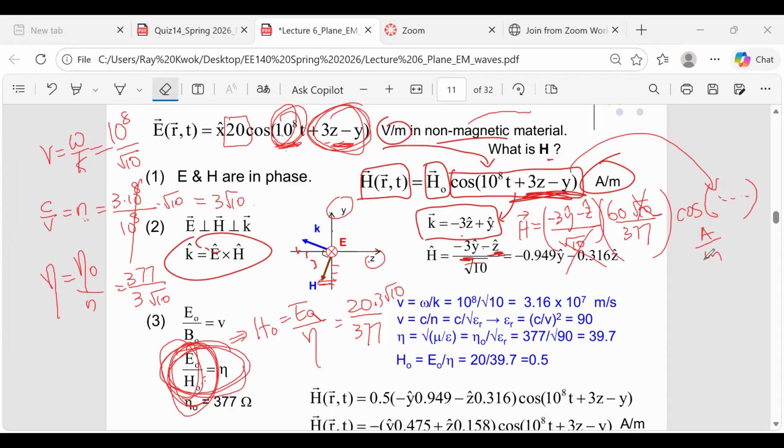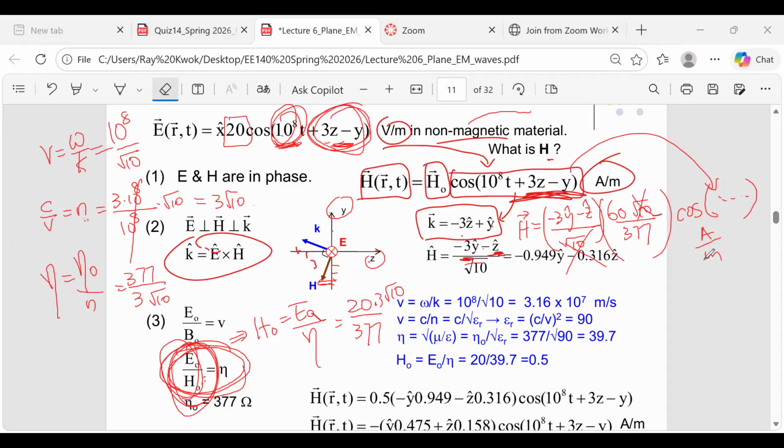Any questions? We cover a lot. How do you find the K? How do you read it off? How do you find the material's dielectric constant, index of refraction, and all that? Right? So we are pretty much done with this chapter.